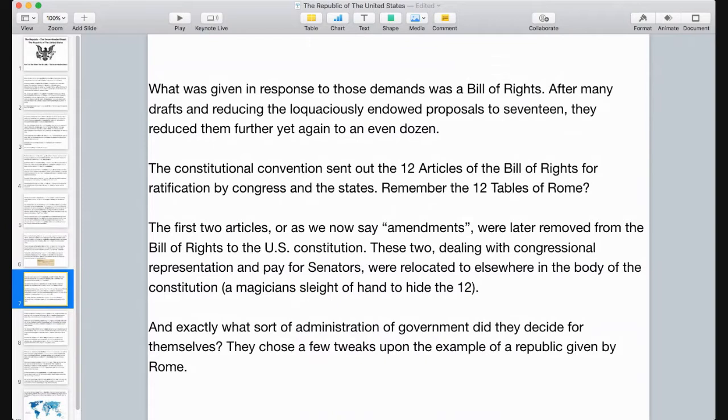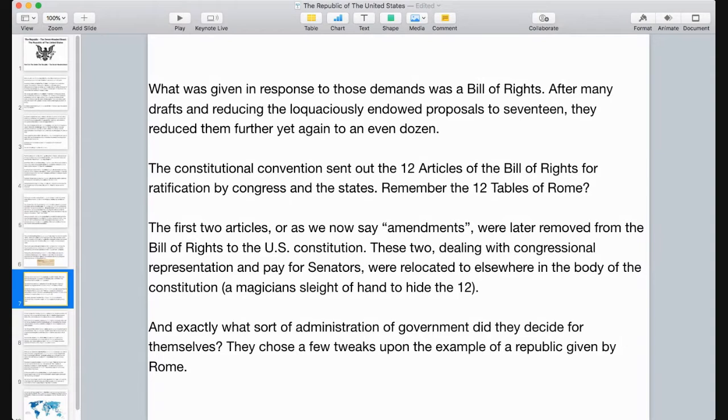After many drafts and reducing the loquaciously endowed proposals to 17, they reduced them further yet again to an even dozen. The Constitutional Convention sent out the 12 articles of the Bill of Rights for ratification by Congress and the states. Remember the 12 tables of Rome? The first 2 articles, or as we now say amendments, were later removed from the Bill of Rights to the U.S. Constitution. These 2, dealing with congressional representation and pay for senators, were relocated to elsewhere in the body of the Constitution, a magician's sleight of hand to hide the 12.